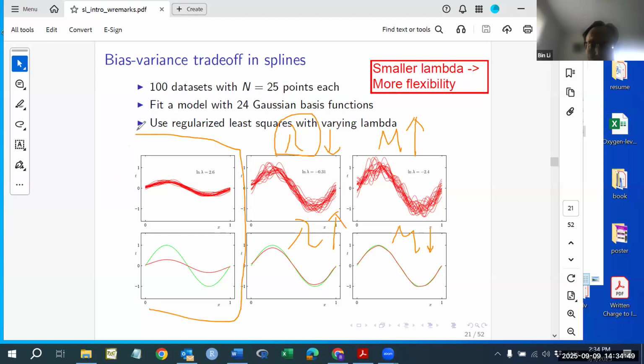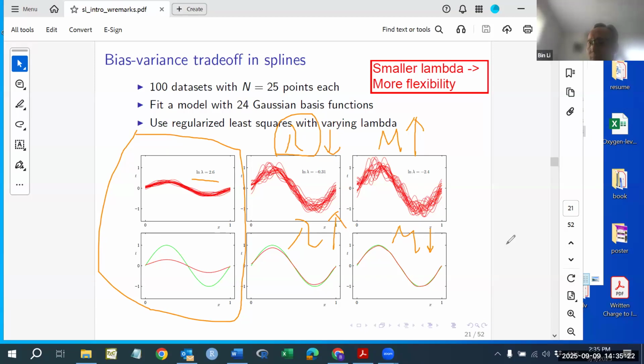So here, in the left column, I showed not 100 data sets, I think I showed about 10 or 20 data sets. You can see the log lambda is equal to 2.6. So lambda is the largest. So we have a large lambda, and in that way the model is very simple. And these are the 20 fitted models. These are the red curves. Okay, and what is this one?